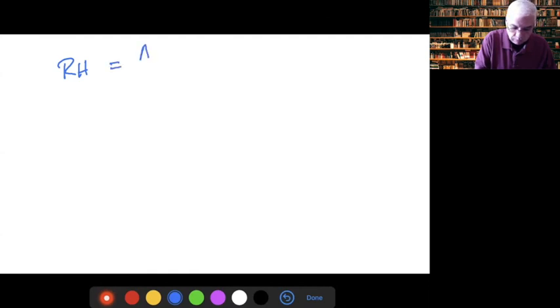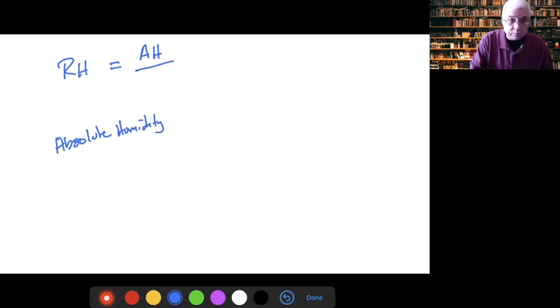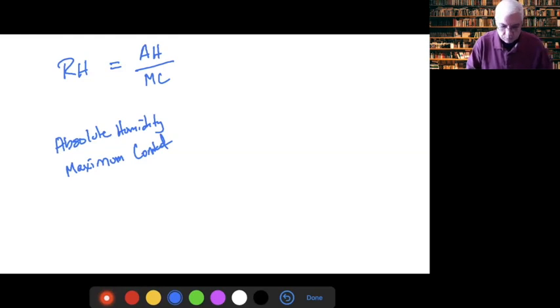One called the AH, absolute humidity, divided by what we call maximum content. Okay, so what is absolute humidity really in kind of real terms? It's how much water is in the air.